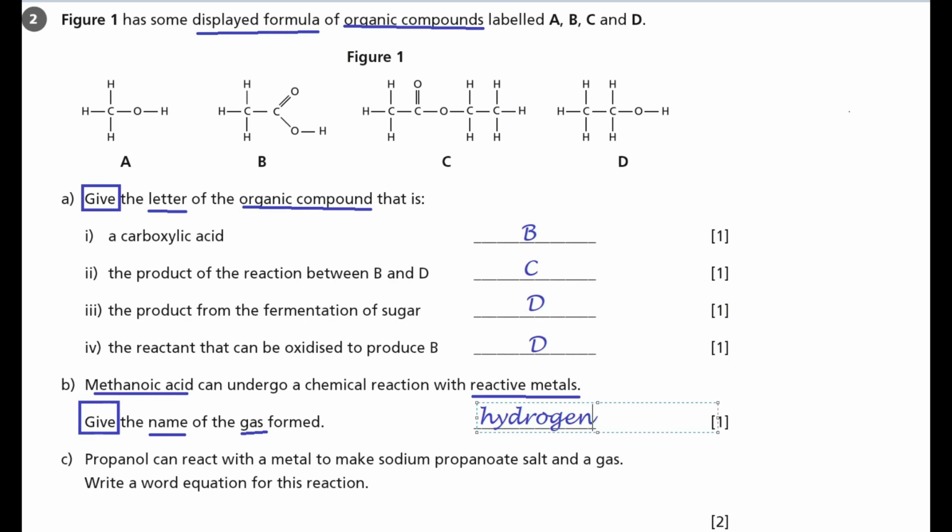Now you could put capital H subscript 2, which is the diatomic formula of a hydrogen molecule, but you don't have to make it that difficult. It's asked for the name, we've given them the name. Part C. Propanol can react with a metal to make sodium propanoate salt and a gas. Write a word equation for this reaction.